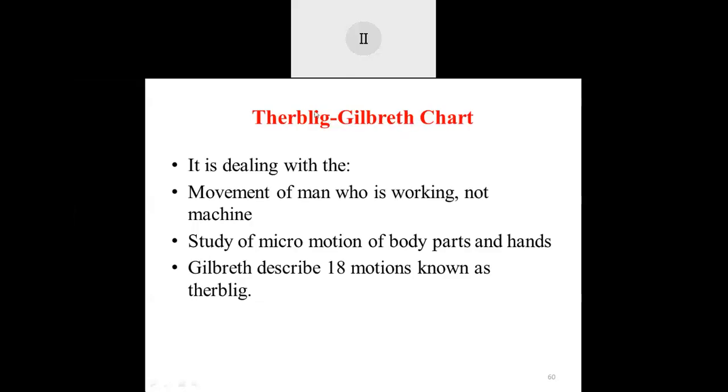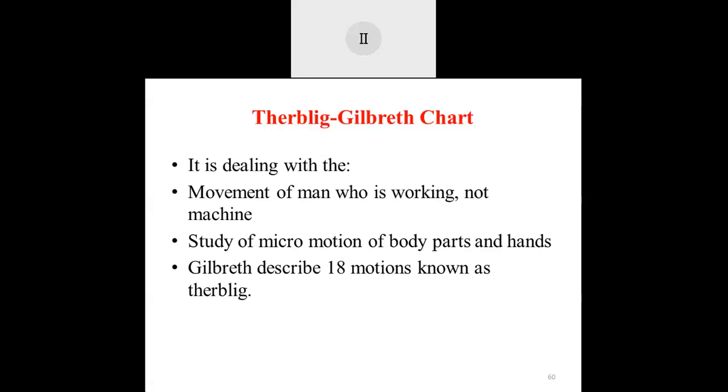If you write his name in reverse order, then almost you will find Therblig. Instead of TH, if you write HT, and in reverse order, if you write it like that, Therblig. So he interestingly gave this chart the name Therblig, which resembles his name. So what does this Therblig chart deal with, or why is it needed?